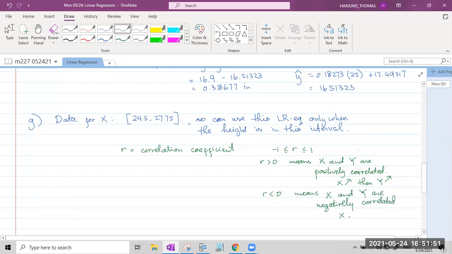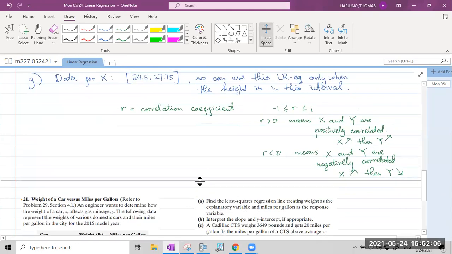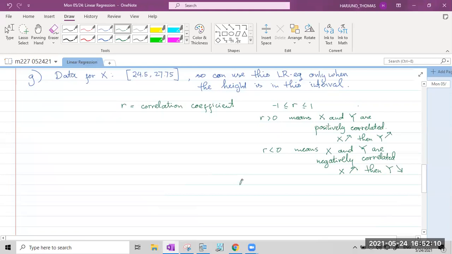Which means if one variable increases, then the other variable decreases. Okay, now the stronger the absolute value of R gets closer to one. In other words, if you see a number line, let's say this is -1, this is 1, and this is 0, the closer it is to +1 or the closer it is to -1, then that is strong correlation. Okay, so for the yellow color, that's strong correlation.